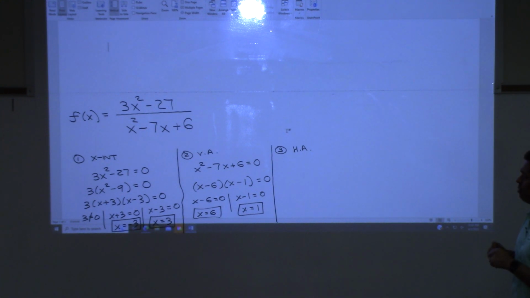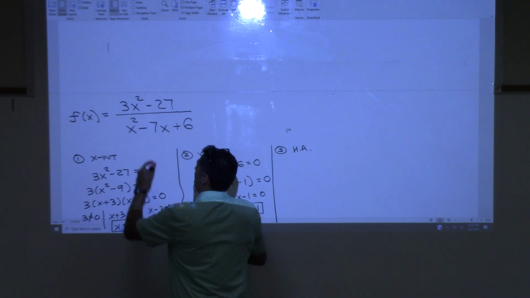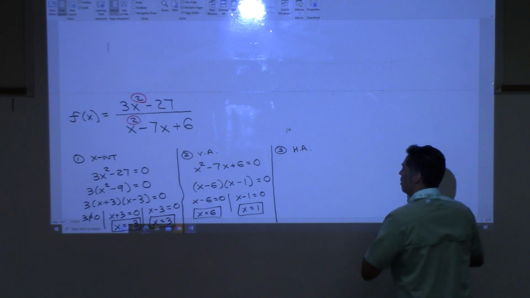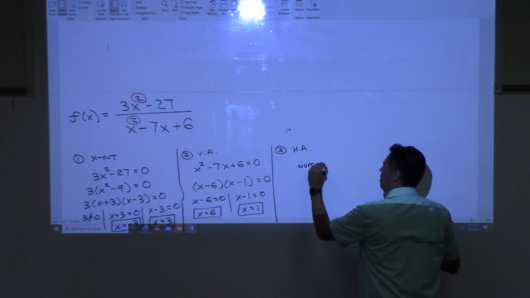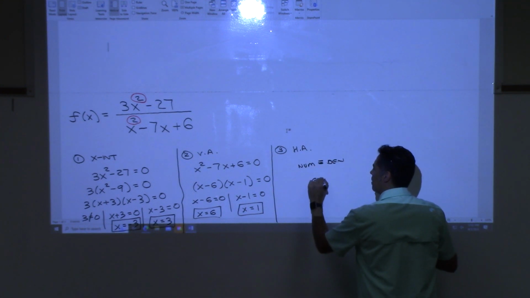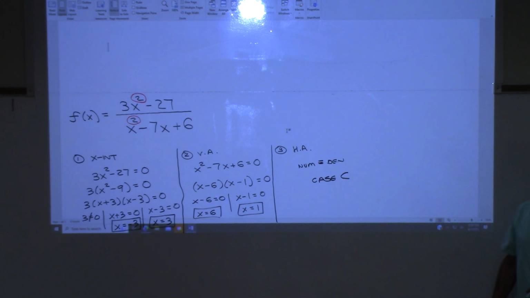So to do the horizontals, we look at the degree of the numerator and the degree of the denominator, and notice that they're equal, right? Those are the same degrees. So the numerator degree equals the denominator's degree, and that's case C. And this is the weird case.